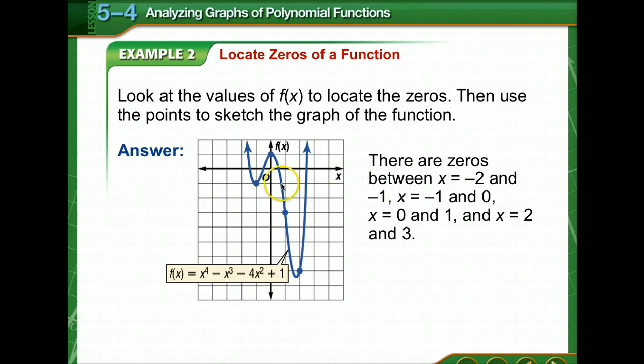There are zeros between x equals -2 and -1. Right here. There's a 0 between x equals -1 and 0. So there it is again. There's another 0 between 0 and 1. And there's another 0 between 2 and 3.